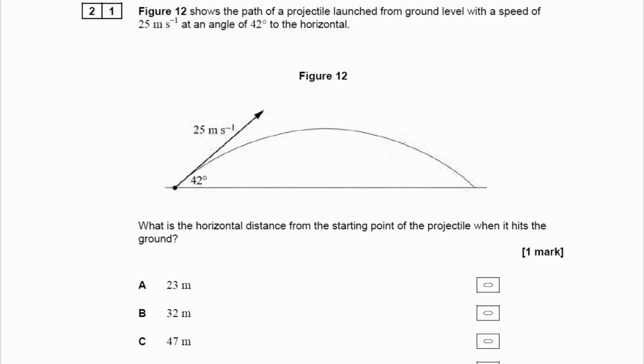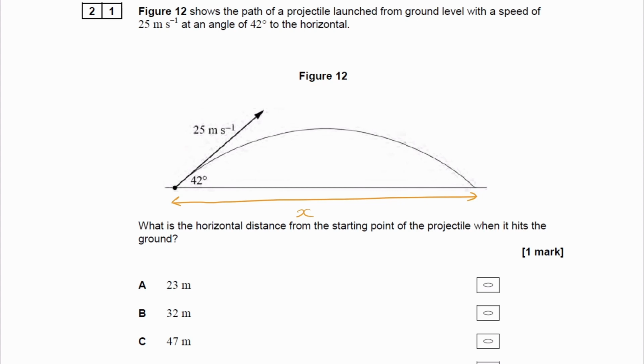Figure 12 shows the path of a projectile launched from what I'm assuming is meant to say level ground with a speed of 25 meters per second at an angle of 42 degrees to the horizontal. And then we're trying to work out the horizontal distance from the starting point of the projectile when it hits the ground. So we're trying to work out, in that case, this distance over here, which I'll call x.